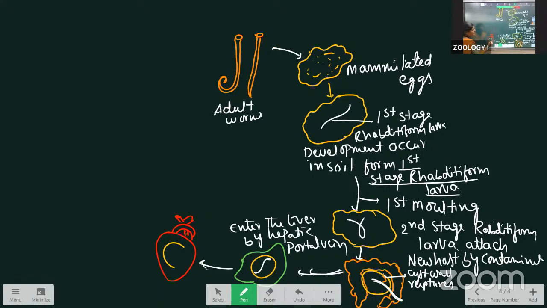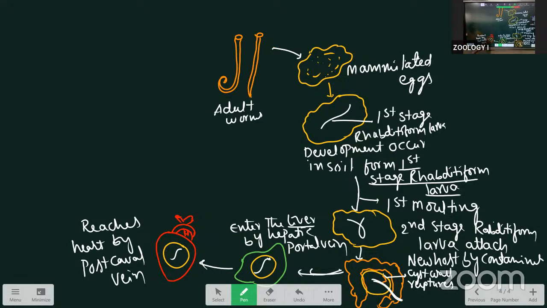Extraintestinal migration means that actually they are present in the intestine, but they come out of the intestine and into the blood circulation. Through the blood circulation, first it goes to the liver. Next it goes to the heart. It reaches the heart by the post-caval veins. Next, from the heart, it goes to the lungs.